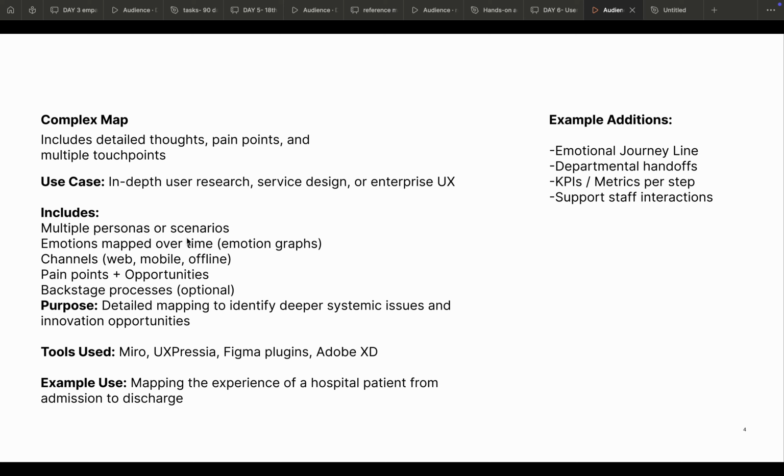We saw only one persona being used there, but here multiple personas will be included, and along with that there will be the emotions and different channels, like how it will be on web and how it will be on mobile. What are the touch points in each and every channel, we have to list down. And then what are the pain points which the user is facing, what are the opportunities that we are getting to improve the app, and there could be a backstage process, like what is happening behind the scenes. All of this is what gets included in the complex map.